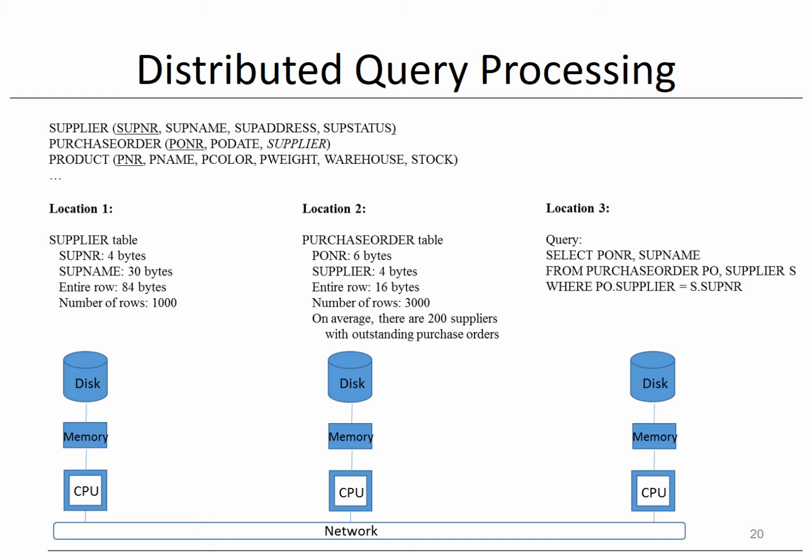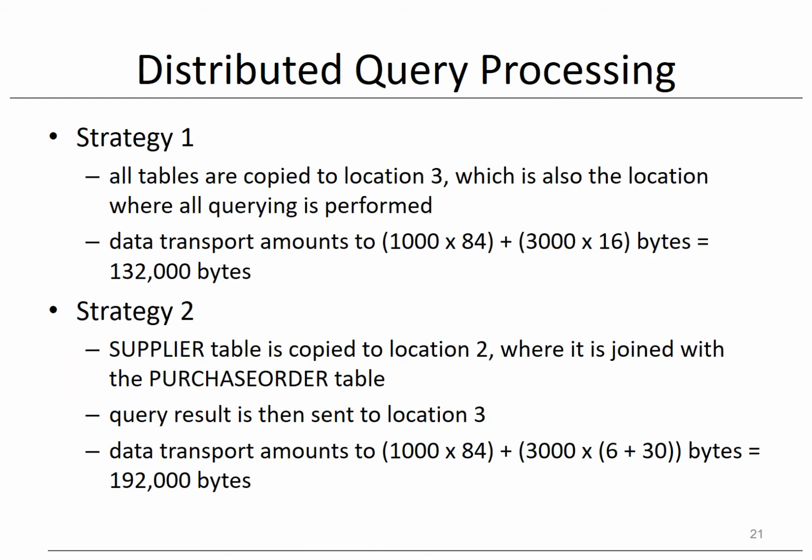Suppose the optimization criterion is minimal network traffic, and for simplicity, let's assume that each fragment corresponds to an individual table. We evaluate 4 possible strategies. Strategy 1. All tables are copied to location 3, which is also the location where all querying is performed. The total data transport amounts to 1000 times 84 plus 3000 times 16 bytes, which equals 132,000 bytes.